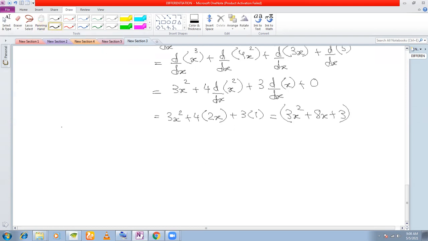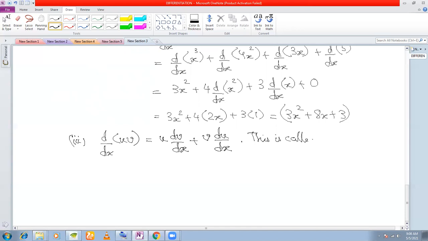The third rule was that the d/dx of the product of two functions, d/dx of u into v, the uv rule, if you remember, is: first function you take, you differentiate the second with respect to x. Then you take the second function and you differentiate the first with respect to x. Okay, this is called the u into v rule, or simply the uv rule of differentiation. Understood?